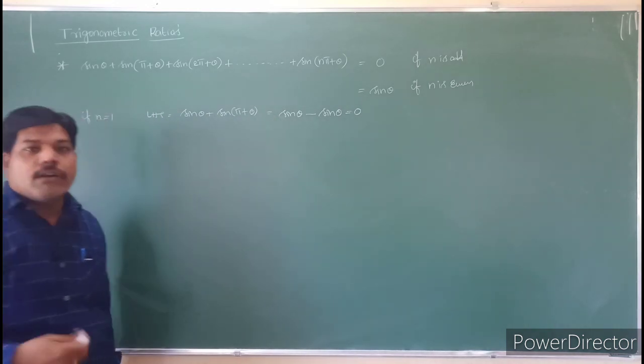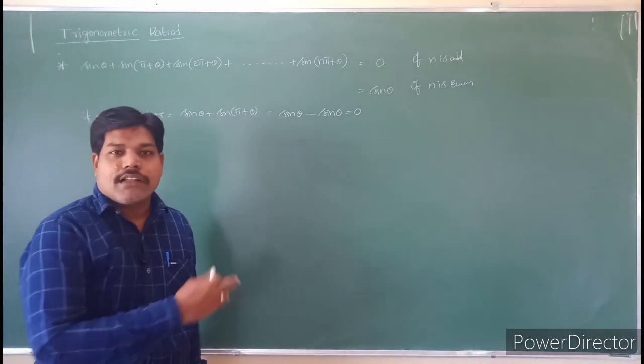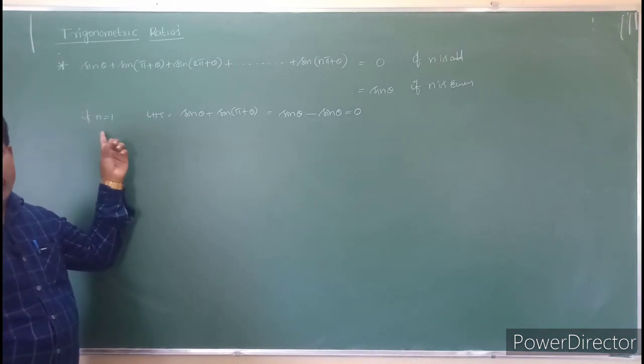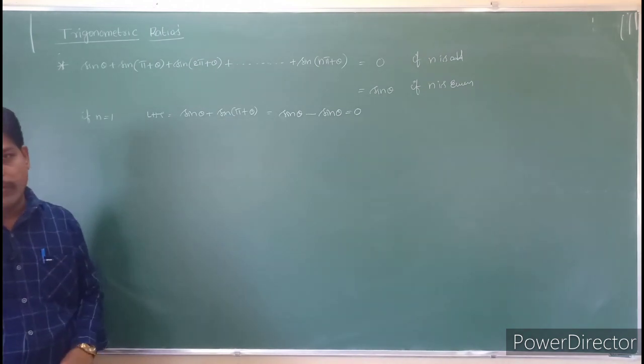180 plus theta is in the third quadrant. In the third quadrant, sin is negative. So it will become minus sin theta. Sin theta will be cancelled. So if n is 1, that means odd. If n is an odd number, then this value will become 0.